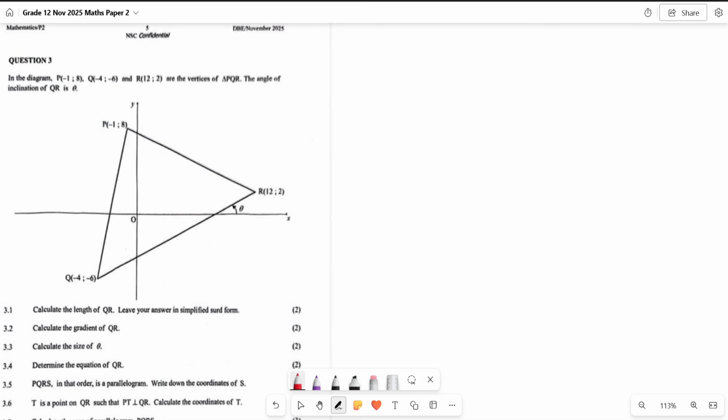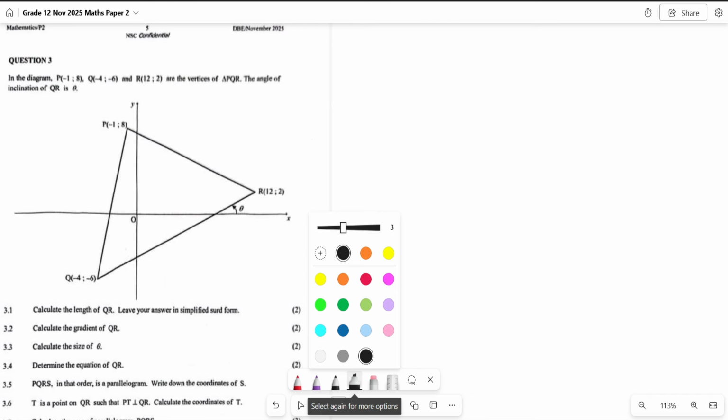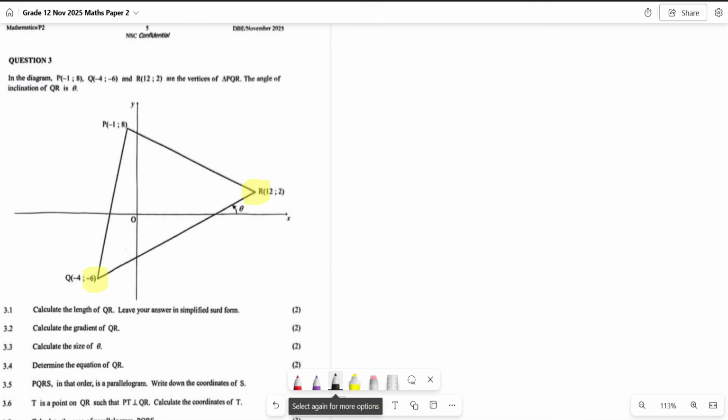We need to locate Q. So let me just bring on a highlighter here. Okay, I think we're going to work with the highlighter. That works. So we need QR, which is Q, and we need R. That is the length that we are going to look for. And remember, we need the distance formula to calculate the length.